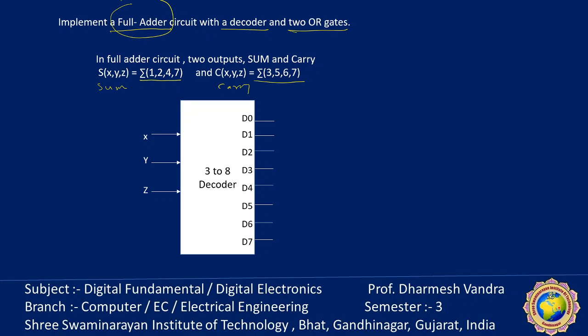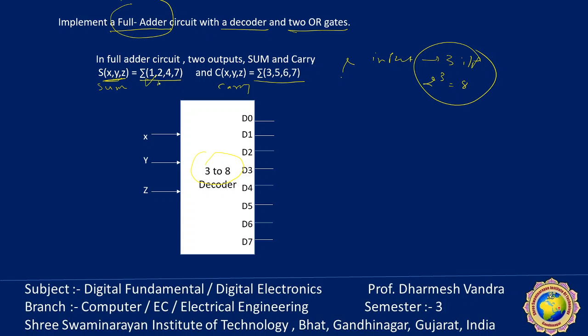So I have a decoder, but which decoder is required? First question is which decoder is required. It depends on the number of inputs. How many inputs are there? Three inputs are there. So 2 raised to 3 is equal to 8. That means a 3 to 8 decoder is required.